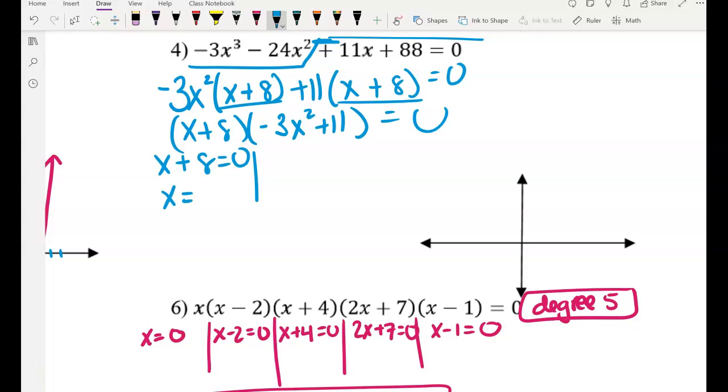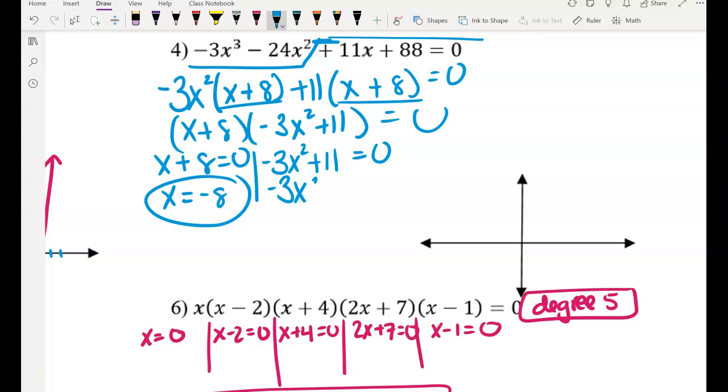That first real answer is where? Negative 8. So nice. Okay. Now this one is not as nice, but it's not as scary. You're going to take a negative 3x squared. We are going to drop down the 11 and set it equal to 0. If we move 11 to the right side, it turns into a what? A positive or negative?